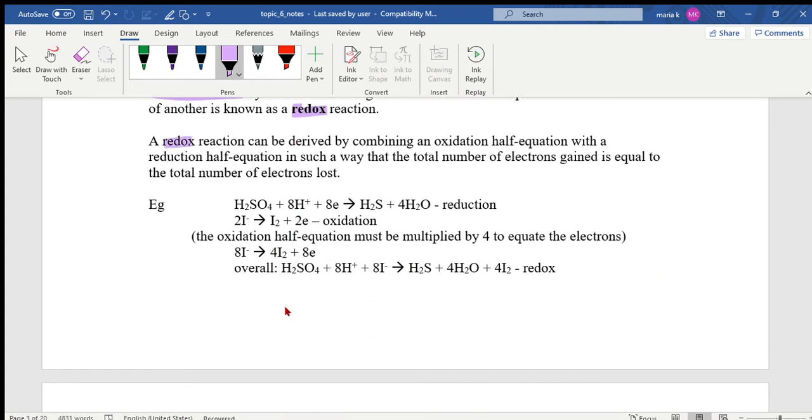Okay, so we need to construct a redox reaction from an oxidation half equation and a reduction half equation. So let's take a look at an example of that. So H2SO4 plus H plus this.